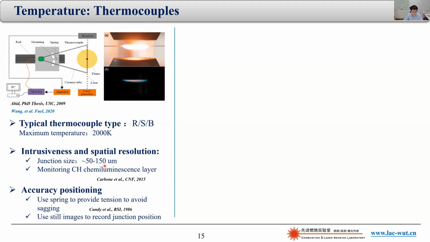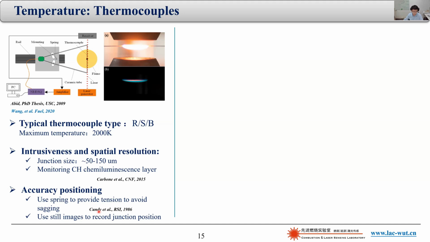In counterflow flame, you have to be very careful about several things. First is regarding intrusiveness and spatial resolution, because the counterflow flame, as I mentioned many times, has very steep temperature gradient along the center line. So you have to use thermocouples with very small junctions to minimize intrusion and to achieve the desired spatial resolution. So typically, the junction size will be 10 to 50 micrometers. Even this small, some disturbance of the flame can still occur, which needs to be corrected. A good method is to monitor to see if the position of this blue CH chemiluminescent layer is changed with and without the thermocouple.